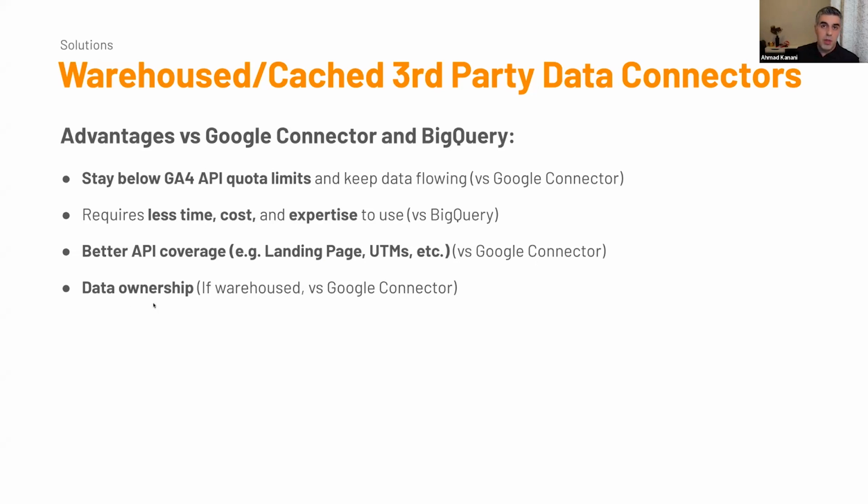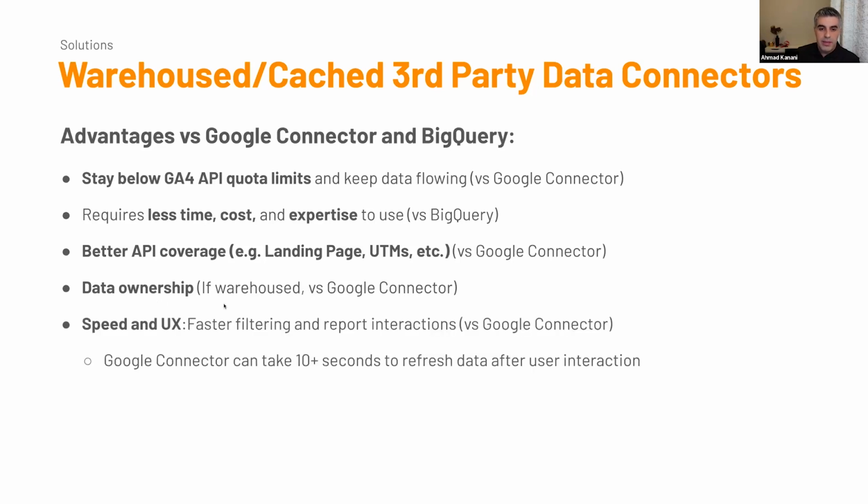Data ownership, if you use a warehouse solution, it's an advantage over the Google Connector. And speed and user experience. The Google Connector, the free connector, even if you do not hit the quota limits, can be very slow when the report is interactive. When you select a different date range or apply cross-filtering or choose something from a drop-down menu, it can take up to 10 seconds or more for the data to be refreshed. But if your data is already cached in a warehouse or in a data connector, and you're connecting to the cache and not the API, it can be very fast and a better experience for your users.